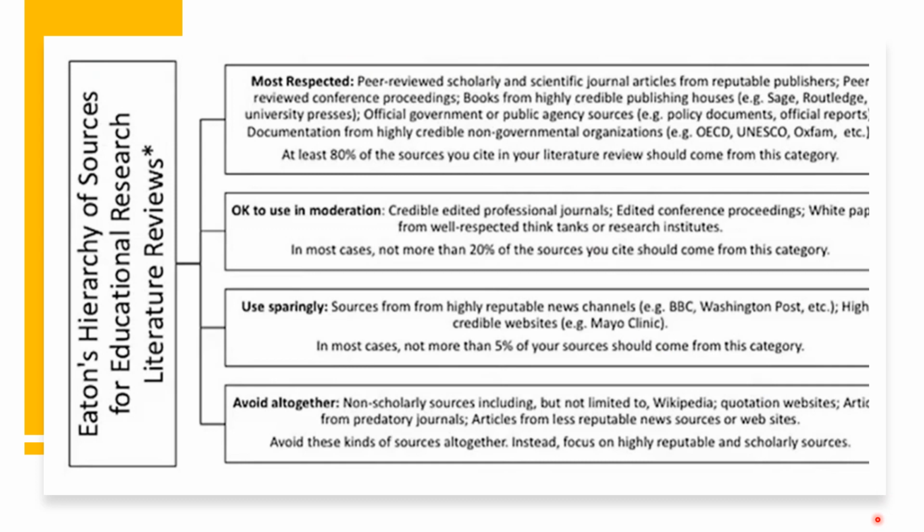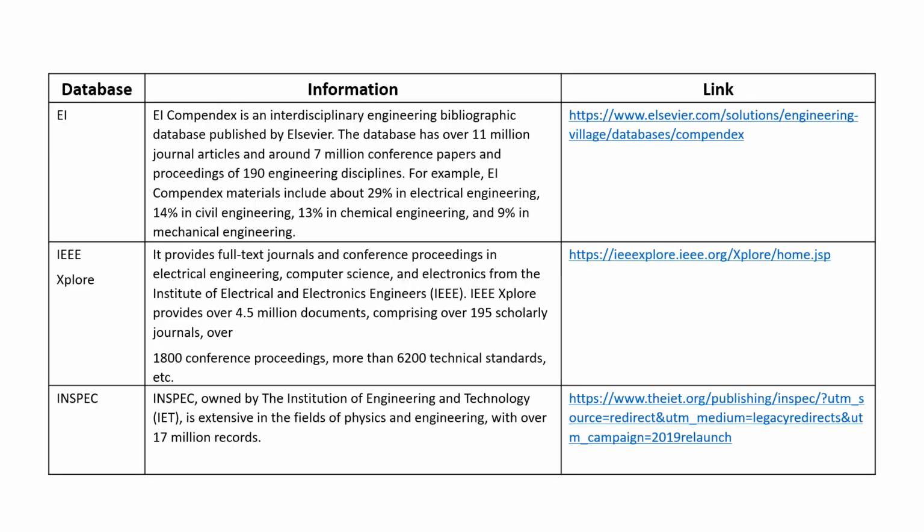So to guide you in finding articles from highly reputable journals, I already collected here some sources or some databases as well as the links to these databases that you can use to get articles for your literature review. So I have here Compendex, which is an interdisciplinary engineering bibliographic database published by Elsevier. The link is also found here.